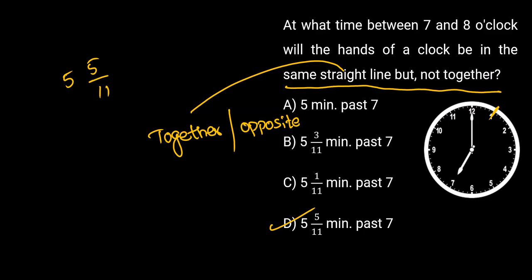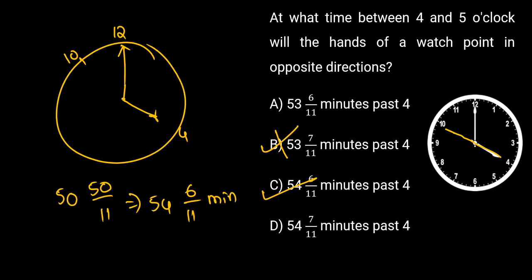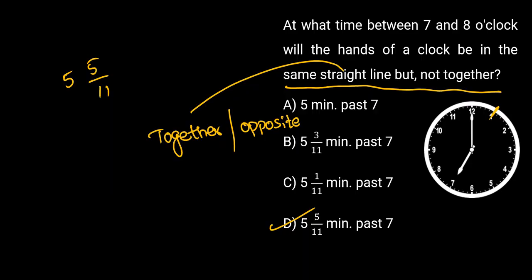Straight line means there are two possibilities. It can be together or it can be opposite. They said straight line but not together. That's what in every question, maybe we have given one question or two questions. This is the first question, that's straightforward. Next question, slight change in the question. So we are doing that.